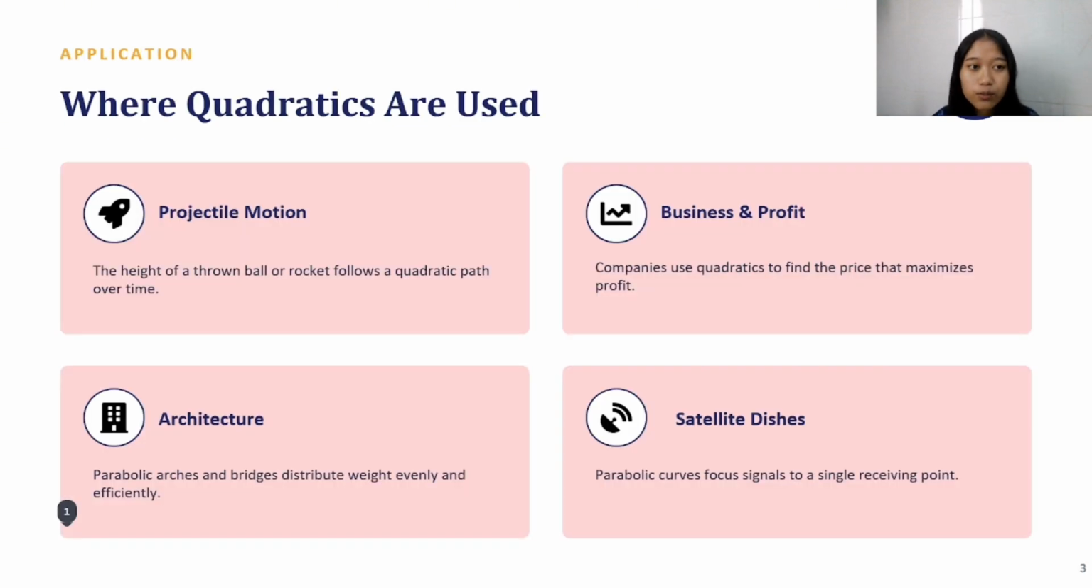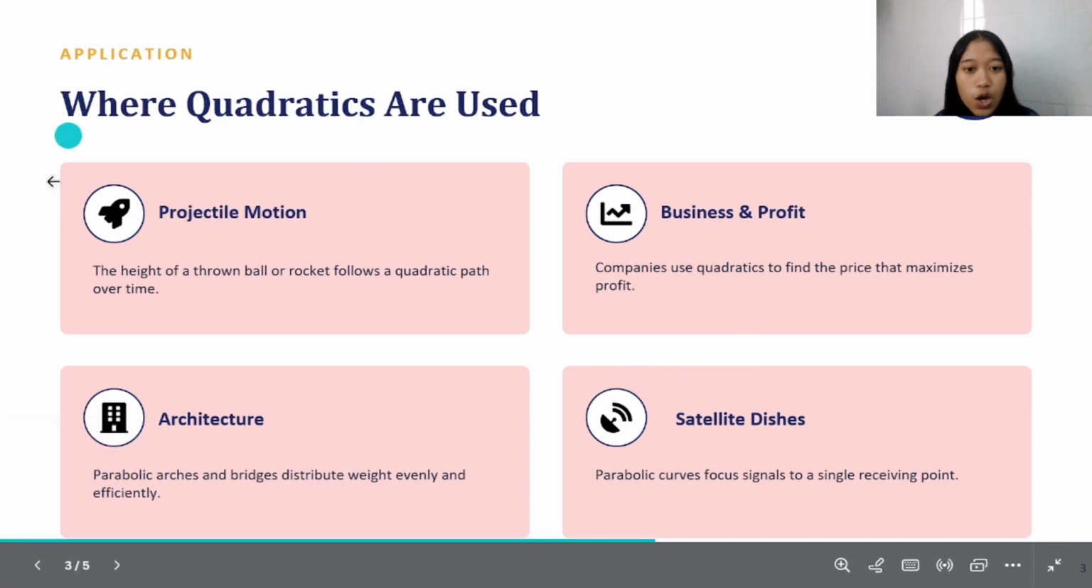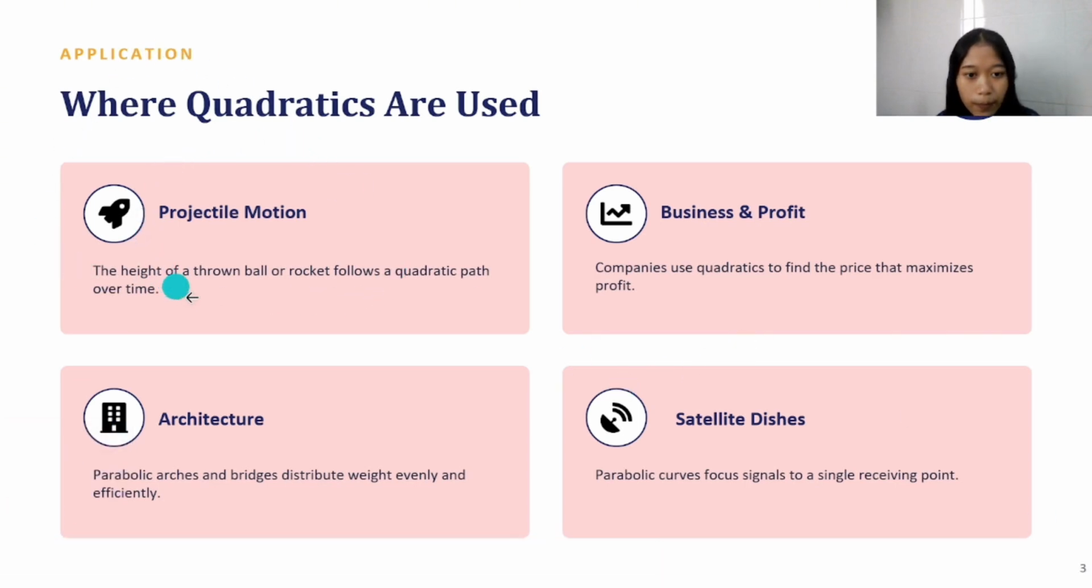Okay, next, where quadratics are used. Now let's look at some applications of a quadratic equation. The first application is projectile motion. The path of a thrown ball, a rocket, or any object moving under gravity follows a parabolic curve, which can be modeled using a quadratic function.